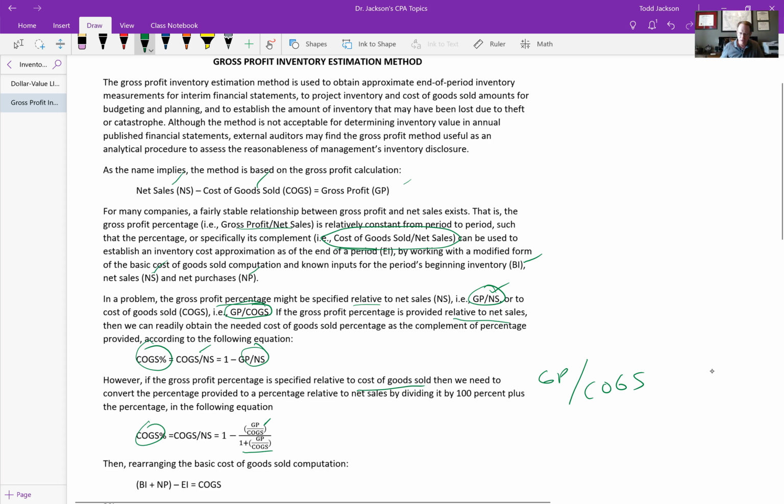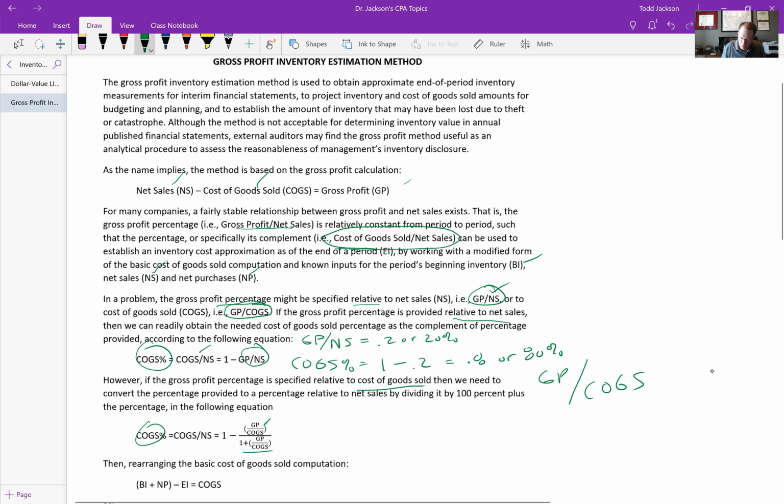So if we look back to our two views here with regard to cost of goods sold, the first being where cost of goods sold is provided relative to net sales. Suppose that our gross profit ratio relative to net sales is provided to us as 0.2 or 20%. Then we'll see that our cost of goods sold percentage is 1 minus 0.2 to give us 0.8, or of course 80%.